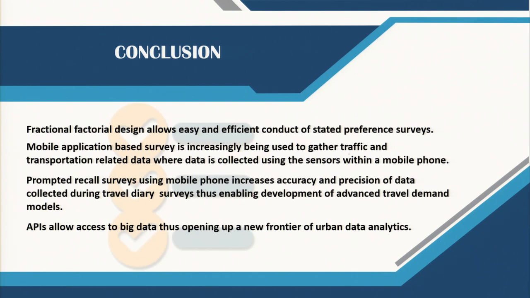So to conclude this particular lecture, fractional factorial design allows easy and efficient conduct of stated preference surveys. Mobile application-based surveys are increasingly being used to gather traffic and transportation-related data, where data is collected using the sensors within a mobile phone. Prompted recall surveys using mobile phones increase accuracy and precision of data collected during travel diary surveys, thus enabling development of advanced travel demand models. And finally, APIs allow access to big data, thus opening up a new frontier of urban data analytics.